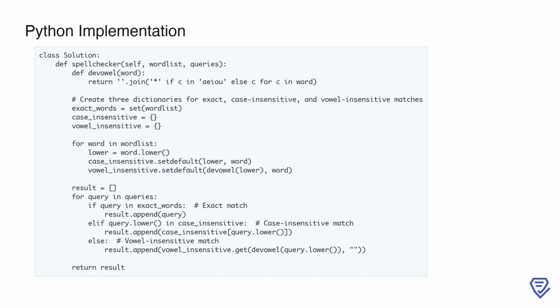We populate these dictionaries by iterating over the word list. The setdefault method ensures that the first word encountered for a given lowercase or vowel-removed representation is stored.